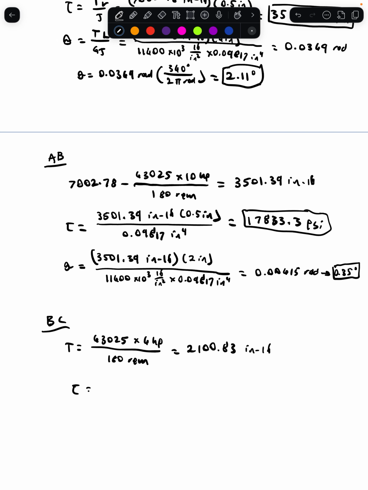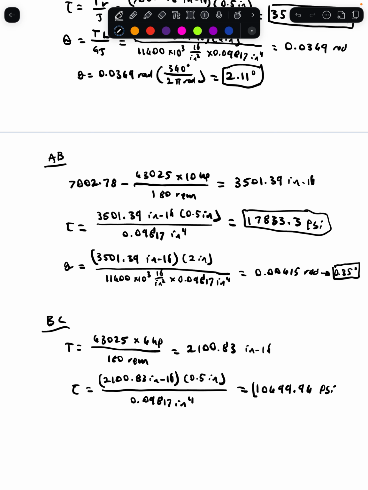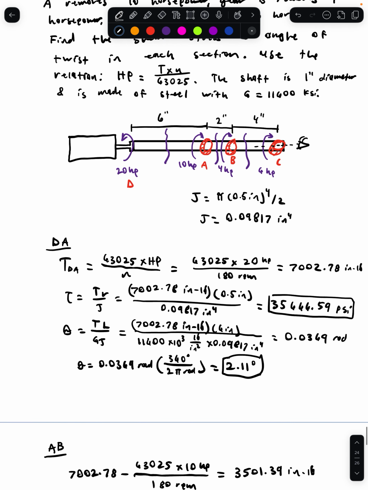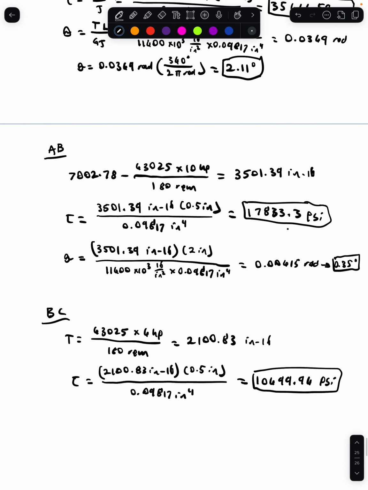And solving for our shear stress, 2,100.83 inch-pounds times our radius of half an inch. Then divide that by our J value. That can be 10,699.96 psi. And that should be about 0.6 or 60% of our torque in AB.